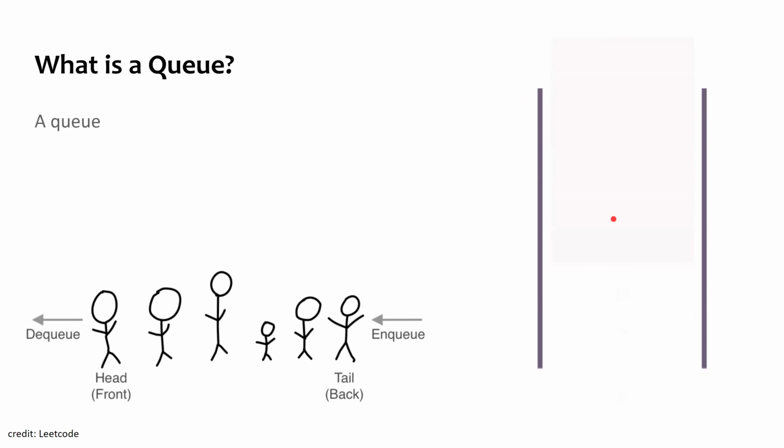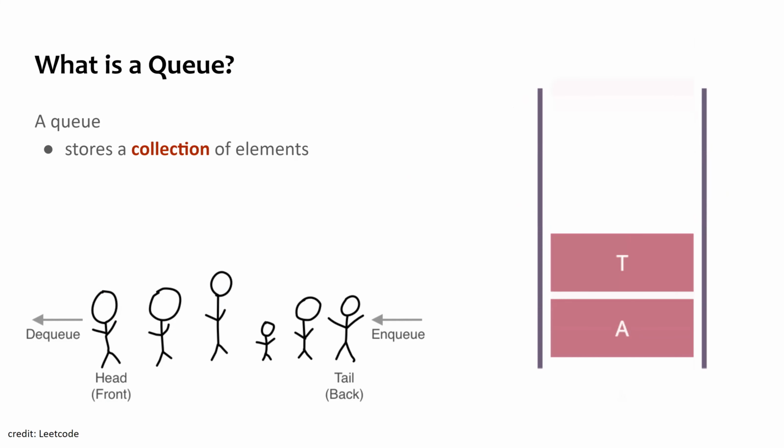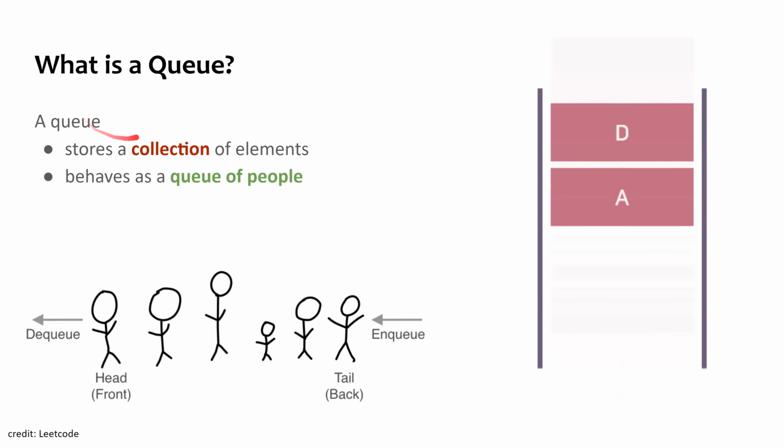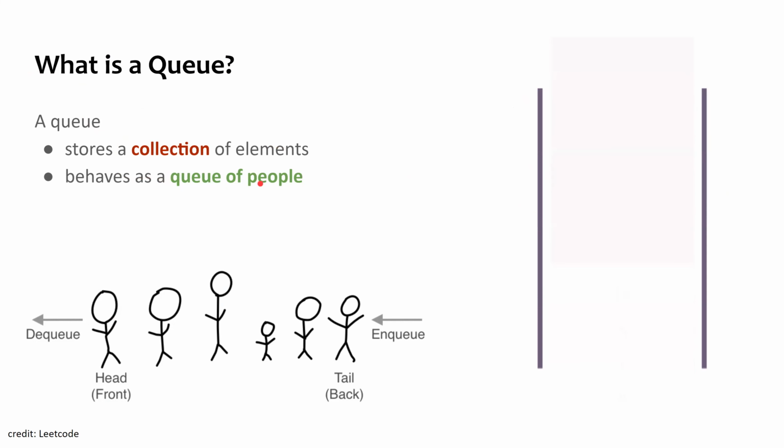Formally, a queue stores a collection of elements. We've been talking about various types of collections of elements. However, they treat elements in a different way. And a queue behaves as a queue of people lining up for something, where you can only access the first element. And this one works on the principle of first in, first out, FIFO.